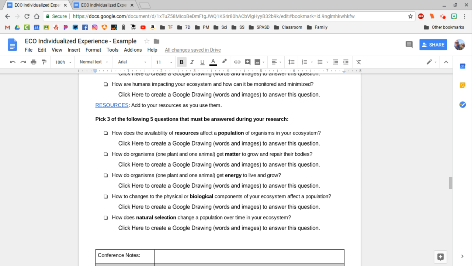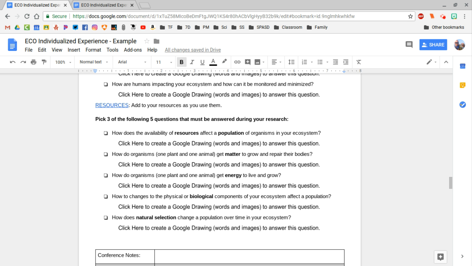Another option, bullet 3 here, how do organisms, one plant and one animal, get energy? So this would be talking about food webs. The next one is, how do changes in the physical or biological components of your ecosystem affect the population? So what happens when maybe the temperature goes up or the temperature goes down? That'd be a physical example. A biological example might be, some organisms, maybe invasive species or things like that, have invaded your area.